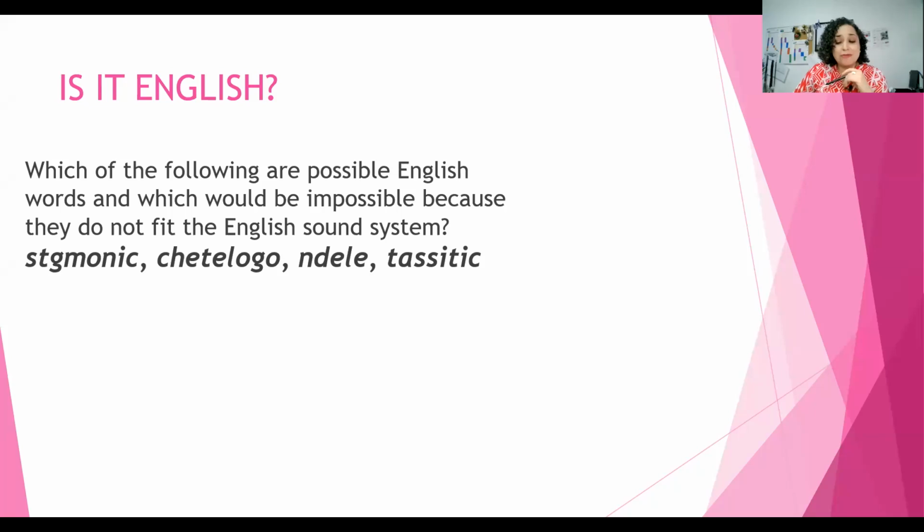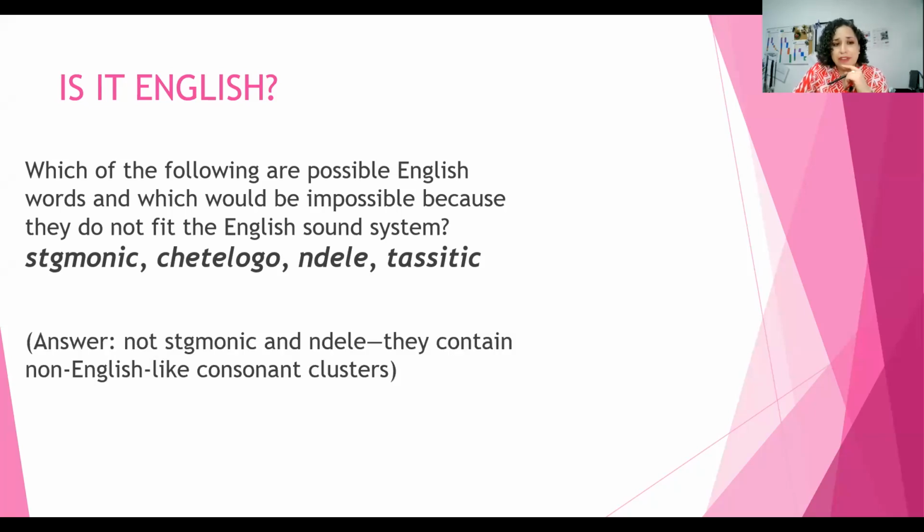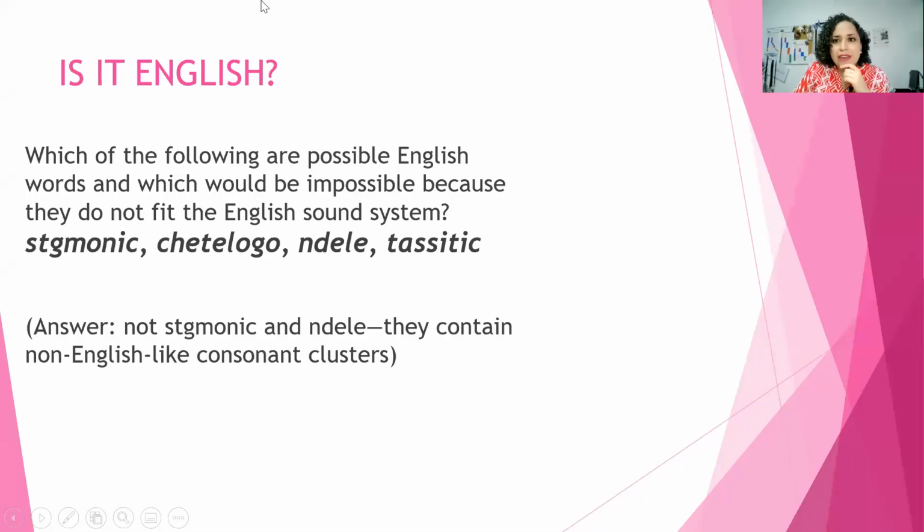Yes, you're correct. And let me just show you there. Sigmonic and Ndel, they contain non-English like consonant clusters. There's no way that in English we can have, so that's the key in here. Oh, I stopped sharing. Let me just go back to it. So there's no way that we can have in English these two things together, the T and the G at the same time, in here, this combination over here, STGM, it doesn't create the sound.